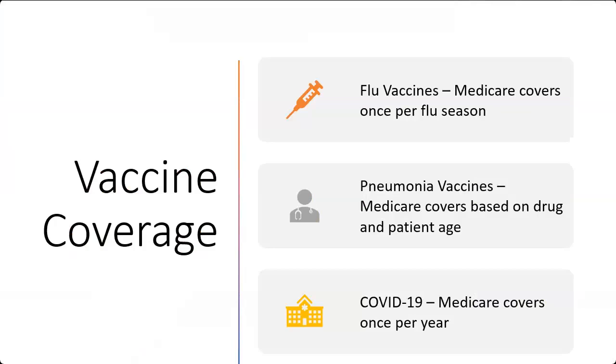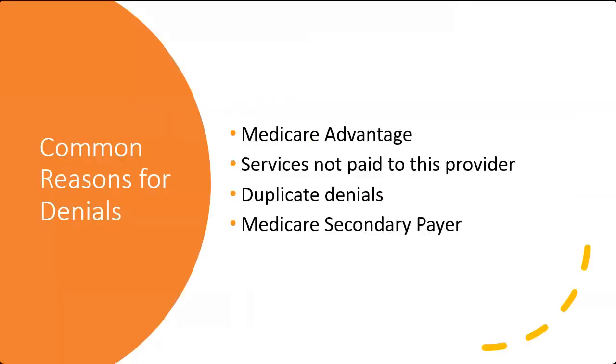Pneumonia vaccines are a little different. The general rule is once every 5 years. However, there can be exceptions. The patient may not know their vaccine status. There could also be more vaccines given based on the type of vaccine given. And then the COVID-19 vaccine can be provided once a year. There could be additional based on the patient condition and the vaccine used. Some are 2 doses.